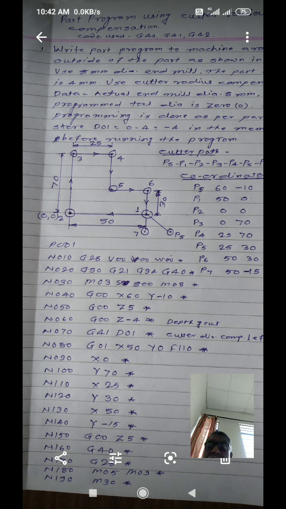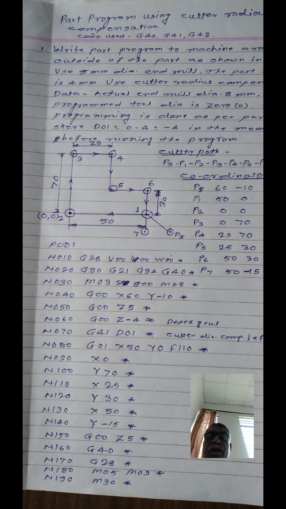Then the next three blocks remain the same as usual. That is block number N170 G28, end of the block, means your tool reaches the machine home position during block number 170. N180 M05 M09, end of the block, spindle stop, coolant off. And the last block is N190 M30, end of the program, and tape rewind. Is it okay? It is very simple. Did you understand what is cutter compensation?